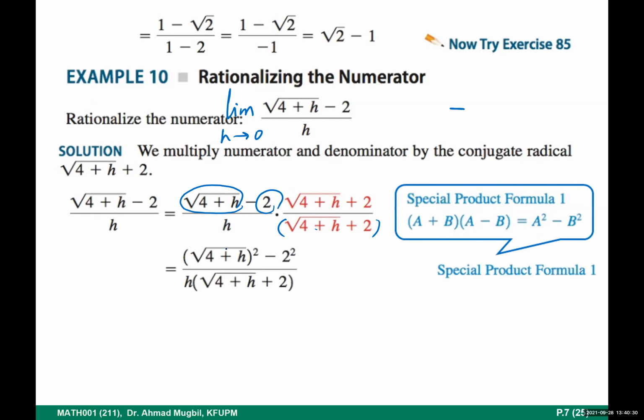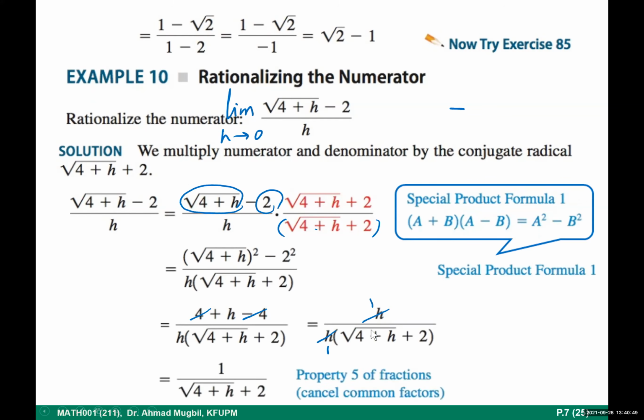Now here the square root will go with the square, and this will go, and you will have 4 plus h minus 4. It is what? h over h times this. Now why did we keep h there? It will now be cancelled. How to cancel? This will be 1 and this will be h. So at the end, what do we have? Now the limit of this will be the same as the limit of this. What was the result at the end? 1 over square root of 4 plus h plus 2.